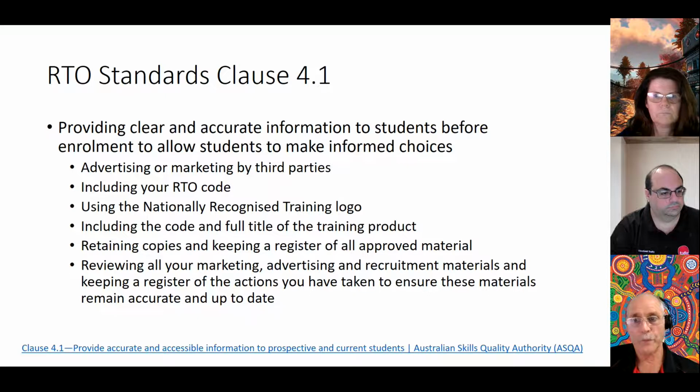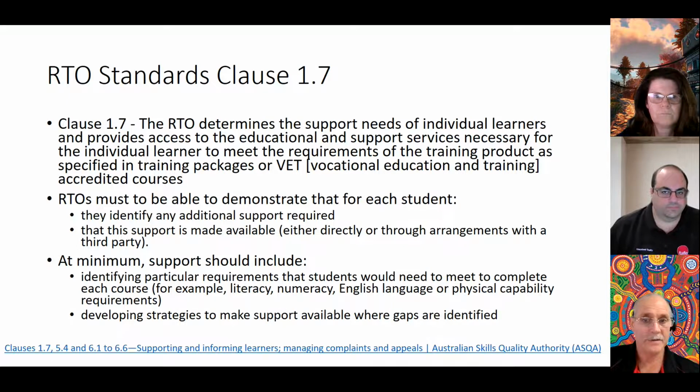So that's clause 4.1. I'd like to move on to clause 1.7, which says the support needs of individual learners must be provided, and learners have to have access to the educational support services necessary for individual learners to meet the requirements of the training product as specified in the training packages or in VET accredited courses. So the RTO must be able to demonstrate that for each student, they identify any additional support that's required and that this support's made available either directly or through arrangements with a third party.